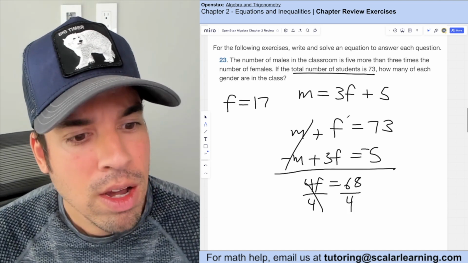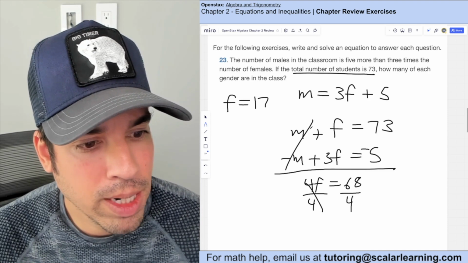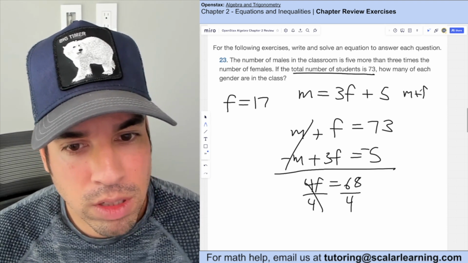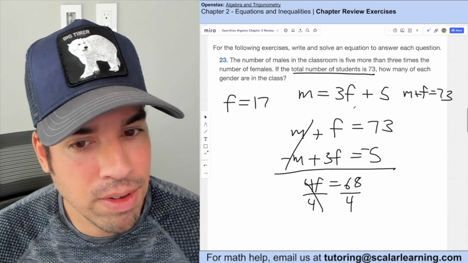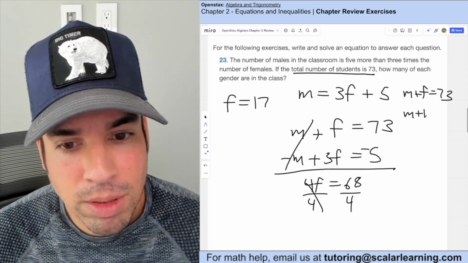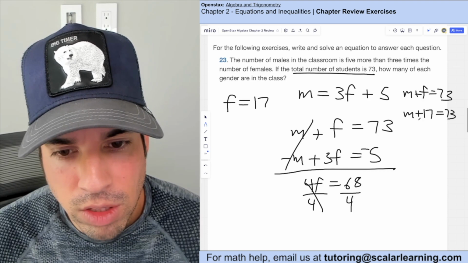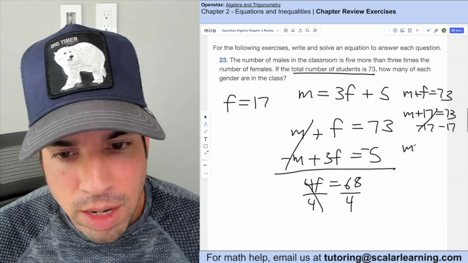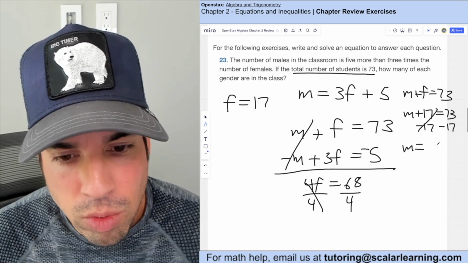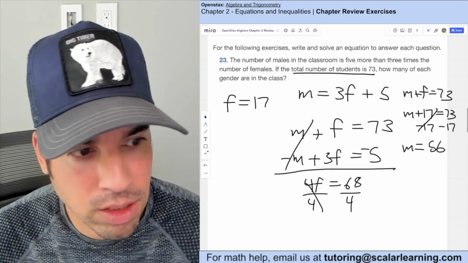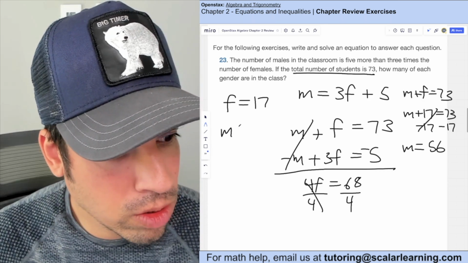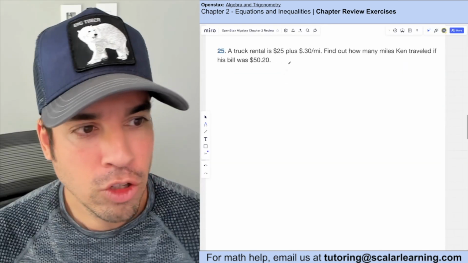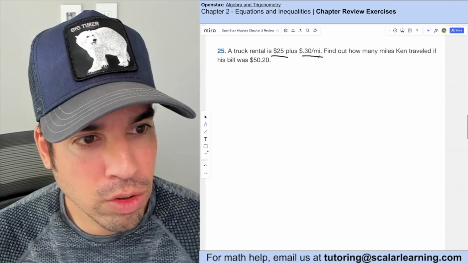Now to figure out how many males there are, I can go back to this equation, which was M plus F equals 73. Since I know that females is now 17, I can say M plus 17 equals 73. Subtract 17 from both sides like so, and I get M equals 56. So there are 17 females, 56 males. Boom, done.